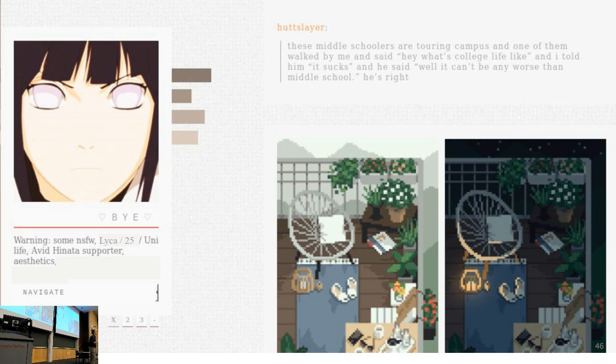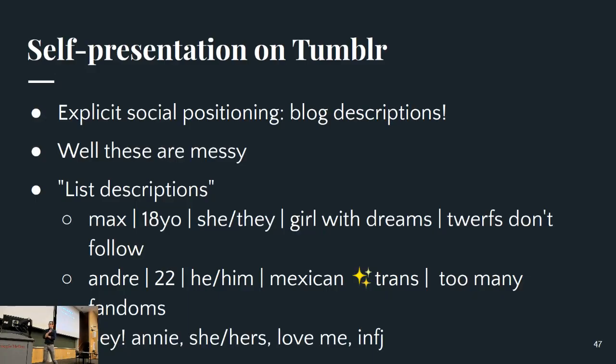So this is just an empty box that people fill out about themselves and about their blog, which I think is fascinating in its own right to see what people say in these little bio boxes. We're going to use those. So great, we have these explicit social positioning. We're going to use these blog descriptions. These are really messy. So people do put whatever they want in there, long quotes, copy-paste stuff. There are links to their Instagrams, all sorts of stuff.